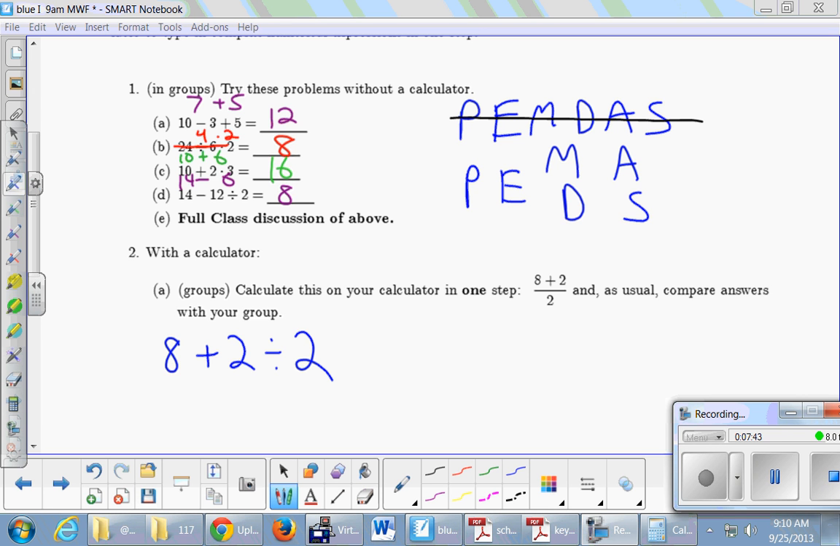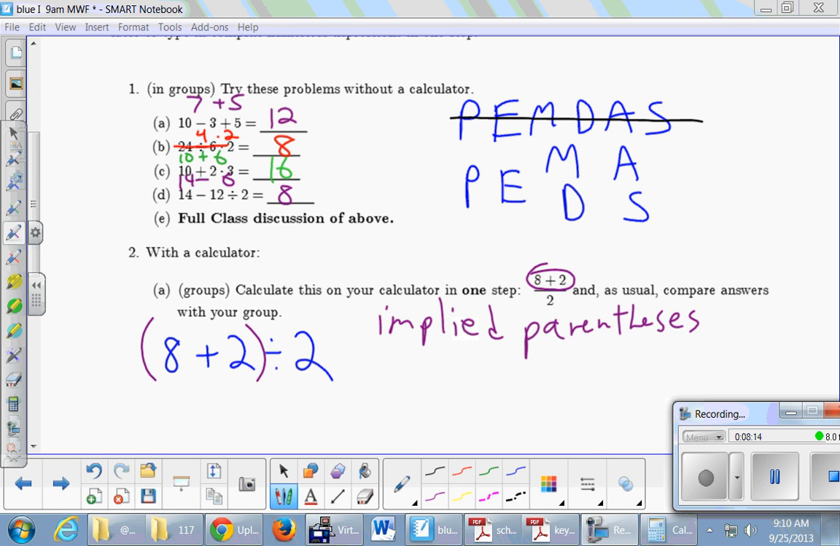So we need to do something extra to tell the calculator, hey, that 8 plus 2 needs to be done first. It's in the numerator. So what do we need to type in? Parentheses. We have to go out of our way to type parentheses in. So I'm going to call these implied parentheses. Did it work that time? Yeah. We got 5. So there are implied parentheses right up there because of that fraction line.